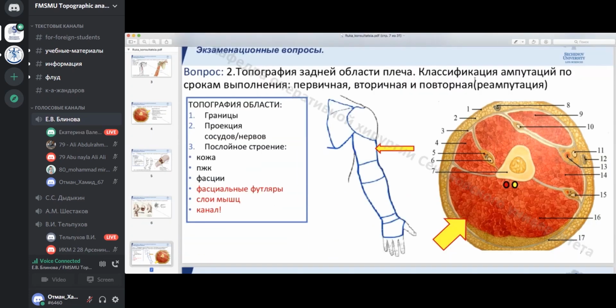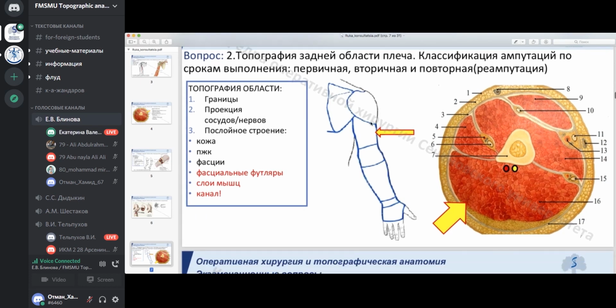The second question, topographical anatomy of the posterior region of the arm, classification of amputation according to time. Also, it's the same. Firstly, you should name the borders. The superior border is a circular line which is drawn through the margin of the latissimus dorsi muscle and pectoralis major muscle. The inferior border is a circular line drawn above, two fingers or 2 centimeters above the lateral and medial epicondyles of the humerus, and the vertical line is drawn through the medial and lateral epicondyles.